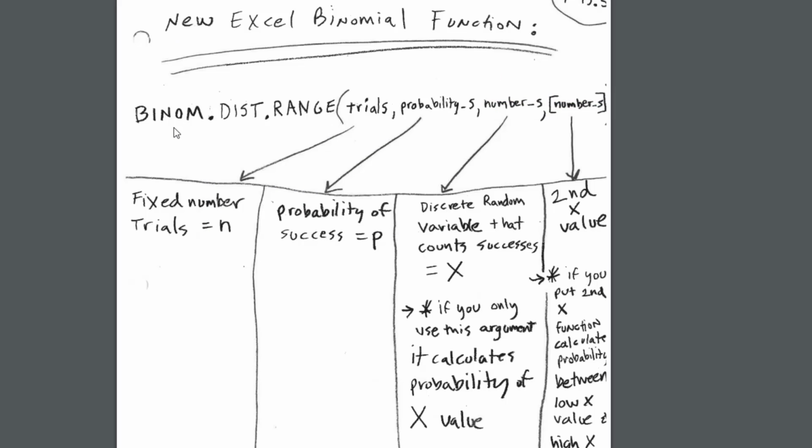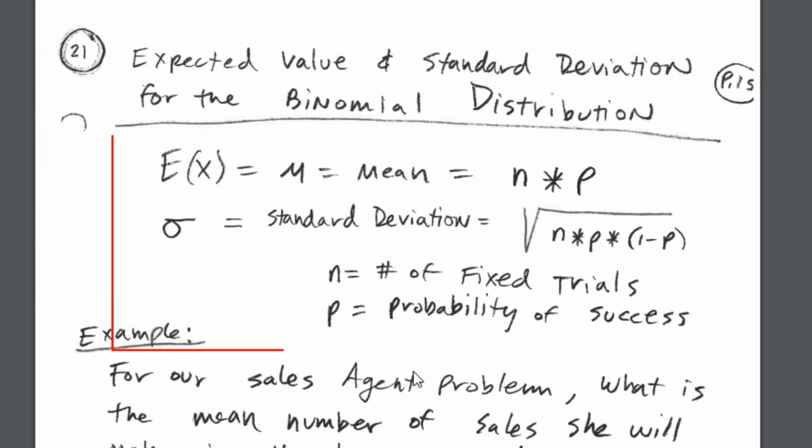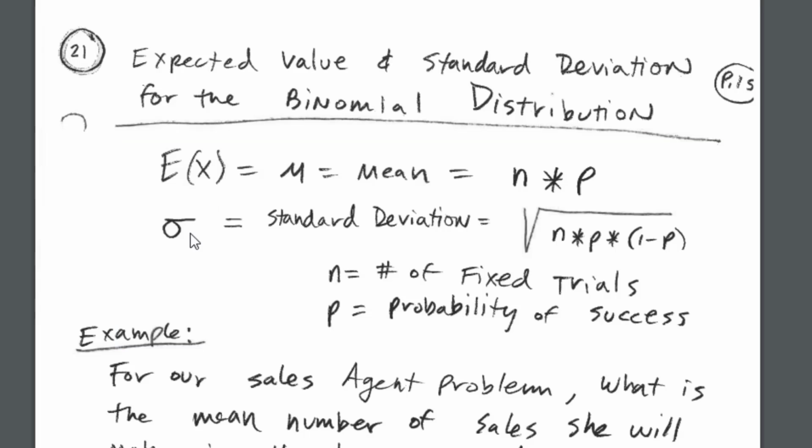Now, before we go over to Excel and try this, we have one more thing we want to look at. Page 15, expected value and standard deviation. Now, we know how to calculate expected value and standard deviation from a probability distribution. But if you only have n and p, look at that. N times p gives you expected value. And the square root of n times p times 1 minus p gives you the standard deviation. All right, let's jump over to Excel and try all of these exciting things.